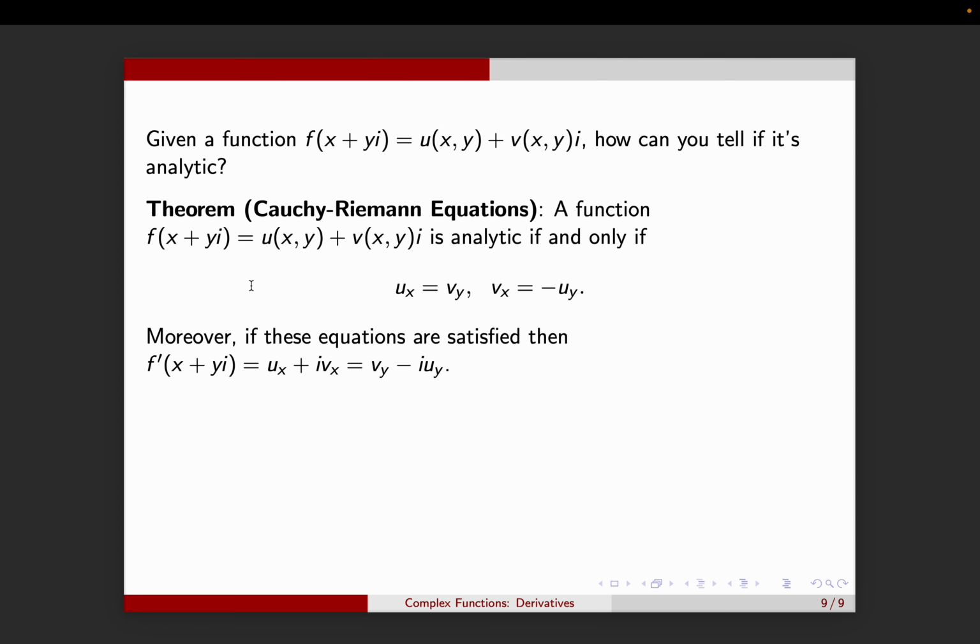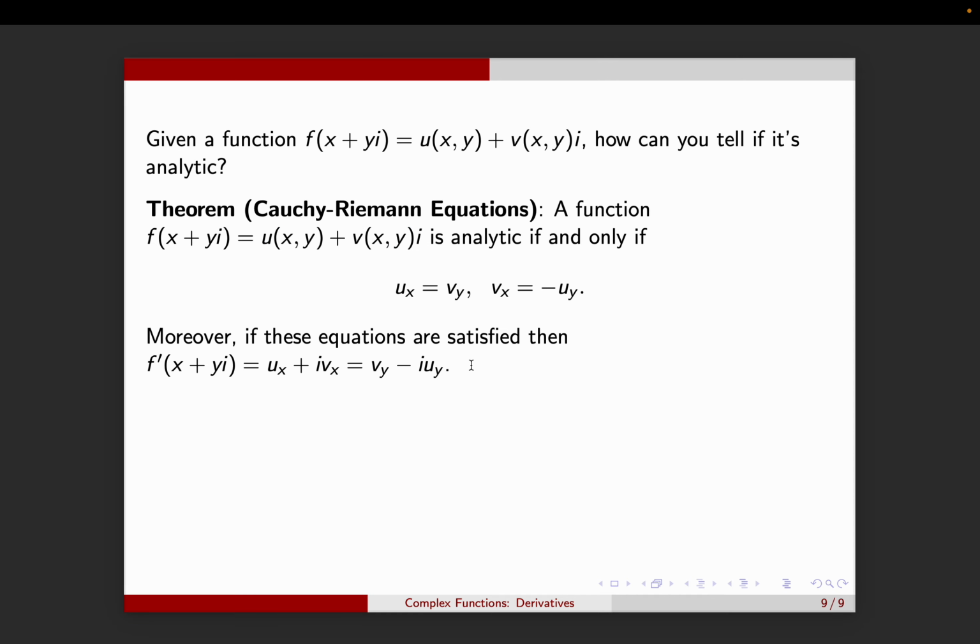And then finally, this theorem also tells you that if you know the function has a derivative, then here's a formula for it. The derivative of f, assuming it exists, is the x partial of u plus i times the x partial of v, which, if these equations are satisfied, ux and vy are the same thing, and vx and negative uy are the same thing. So I can just replace. So if these Cauchy-Riemann equations are satisfied, you can tell me what the derivative is starting from this form of the function.